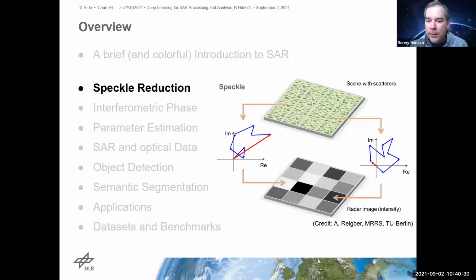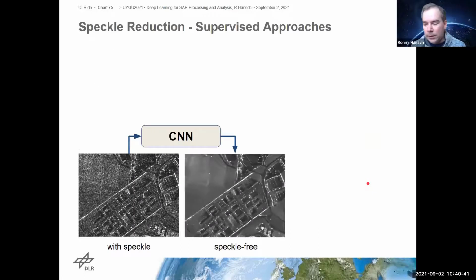Just as a reminder, speckle was this noise-like phenomenon that was coming from the interference of all the individual echoes that I might have in one resolution cell. And this is really a problem, right? It's really a problem for humans. It's really hard to interpret those images because you have those random fluctuations going on there. But it's even harder for computer vision architectures that are trying to automatically interpret those images.